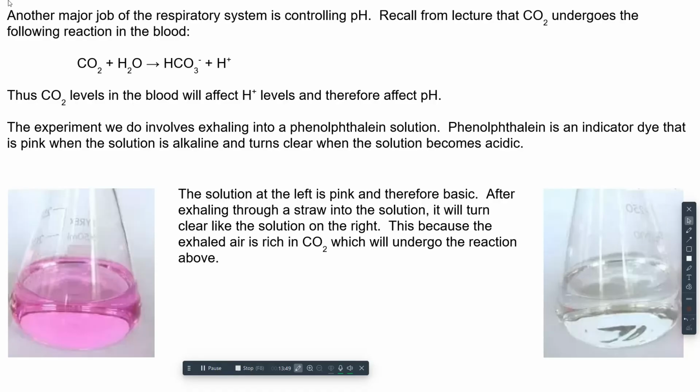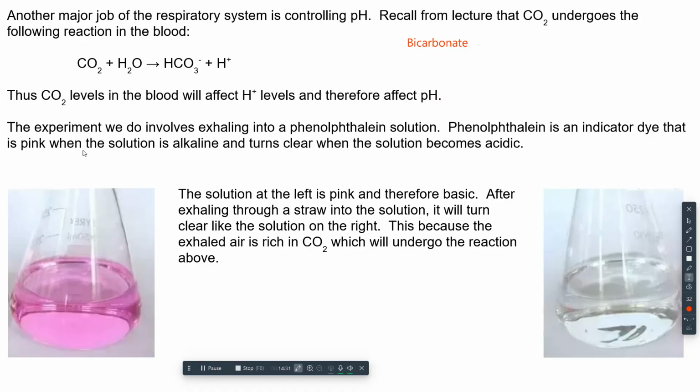The respiratory system controls pH. It says here, recall from lecture. Maybe we haven't gotten to that in lecture quite yet. But carbon dioxide is going to undergo this reaction in your blood. In your blood, carbon dioxide combines with water, and that creates HCO3 minus. HCO3 minus, I know you remember from chemistry class, is this chemical compound called bicarbonate. And not only do we get bicarbonate, we also get a hydrogen ion.